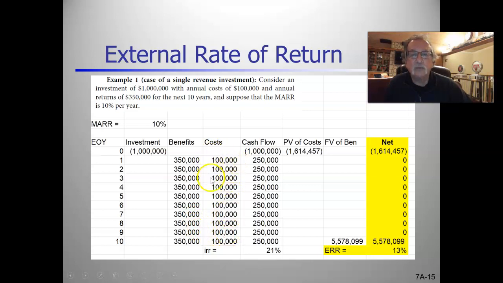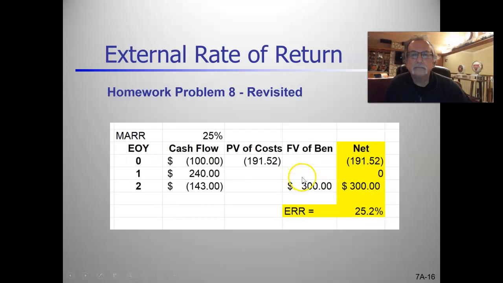So recognize I'm treating my costs separately. That's why the present worth of the costs is not just $1 million. Now this is a homework problem you're going to have in the next week, and it's just going to show you a way to attack that problem.